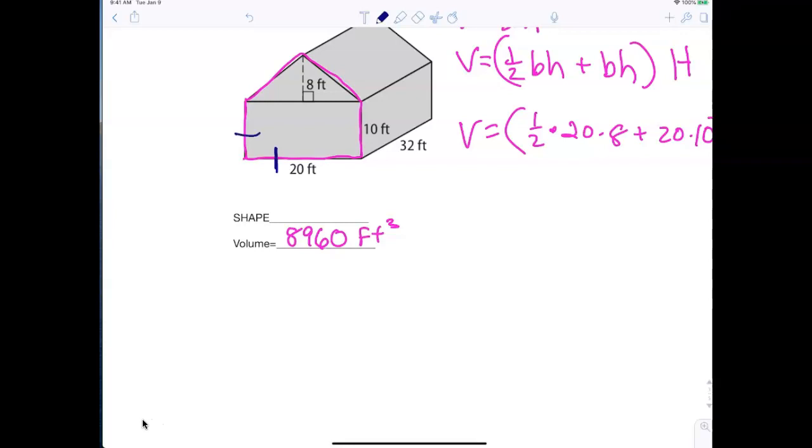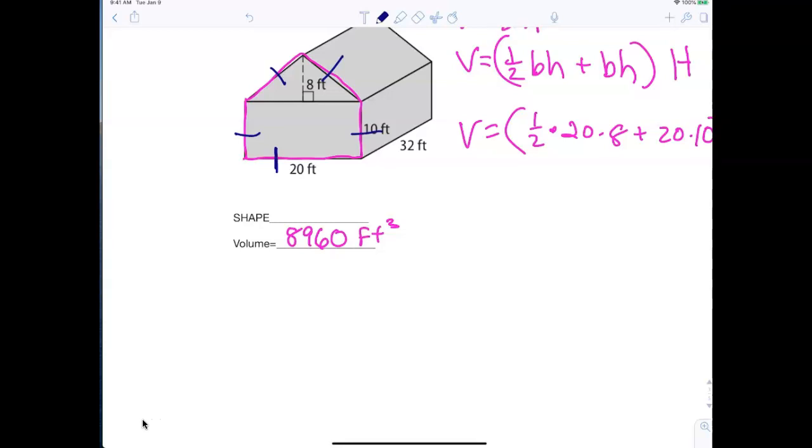1, 2, 3, 4, 5. There are 5 sides to the base. And does anybody know what 5 sides is called? Pentagon. So we call this a pentagonal prism. Do I really care if you understand pentagonal? No, I want you to know something has 5 sides. It's called a pentagon. But formally, that would be called a pentagonal prism because the base is a pentagon.